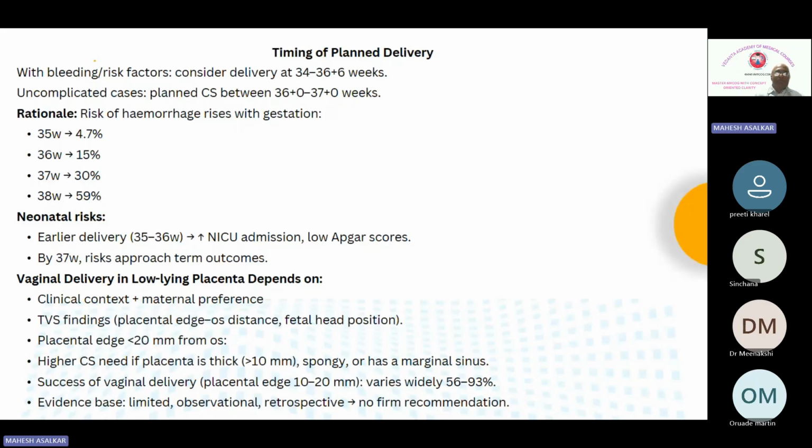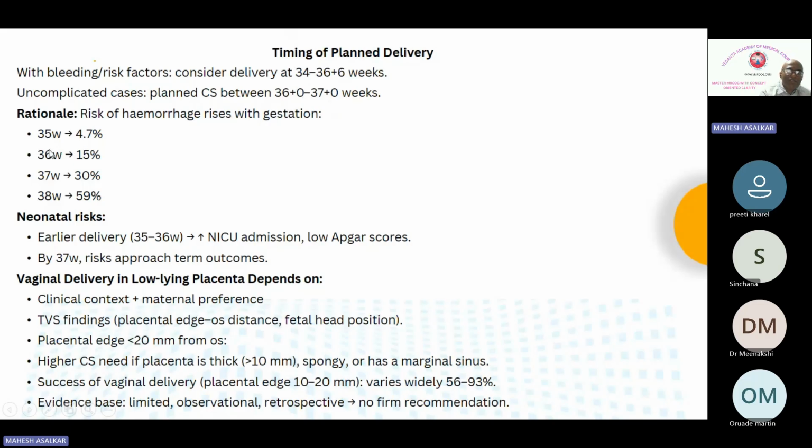Now, what is the risk of hemorrhage with respect to the gestation? I don't think this has been asked up till now, but I found it and thought I should include it in the presentation. The risk of hemorrhage will increase as the gestation advances. Because we are talking between 34 to 37 weeks, then 36 to 37. Why this? Because if she is a case of recurrent bleeding, then definitely the chance of bleeding will be more as we continue the pregnancy.